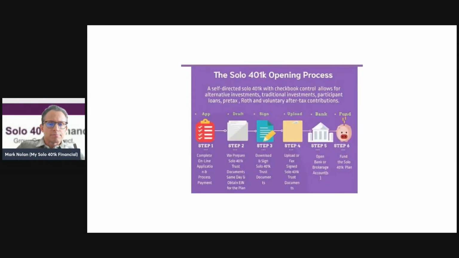Let's keep going here. If you're looking to open a solo 401k plan for the first time, we make it easy. We have an online application where we collect the necessary information to draft the plan documents, which are generally drafted the same day and provided by a download link. Then you sign and upload them, and reply to a next step questionnaire, which lets us know whether you want to use bank or brokerage accounts to hold the funds. We can help you open those up and provide the necessary information. After that, you can fund it by making annual contributions or by transferring IRAs and former employer plans.